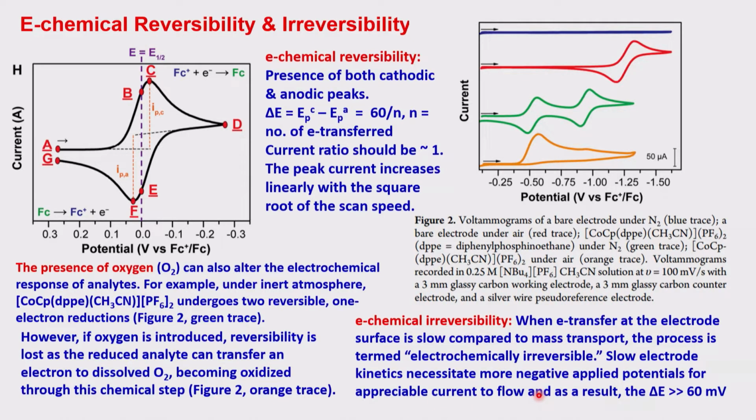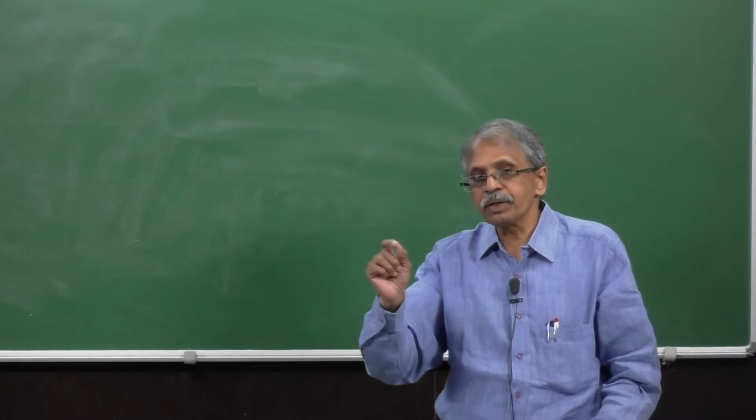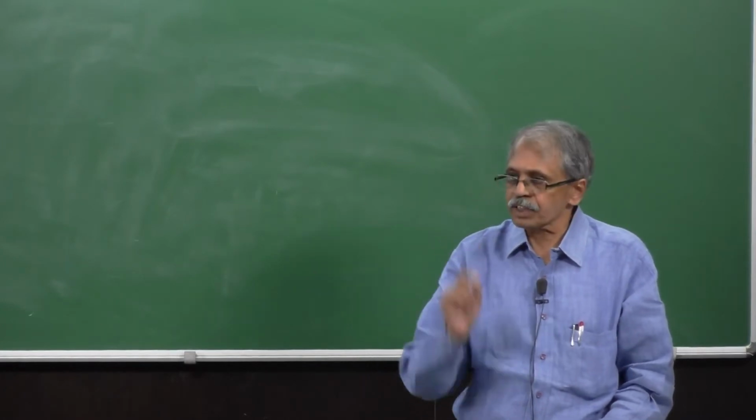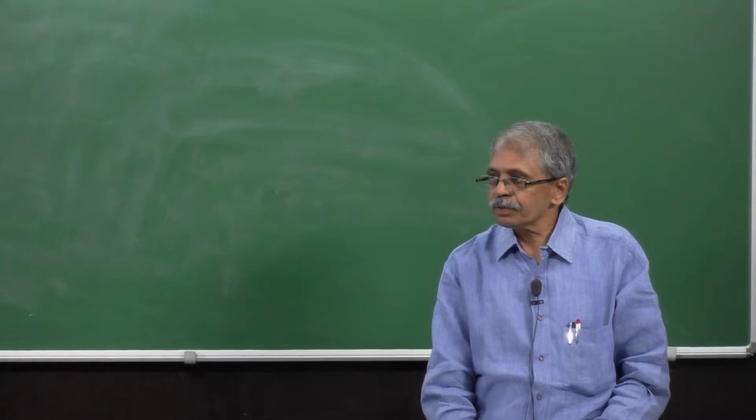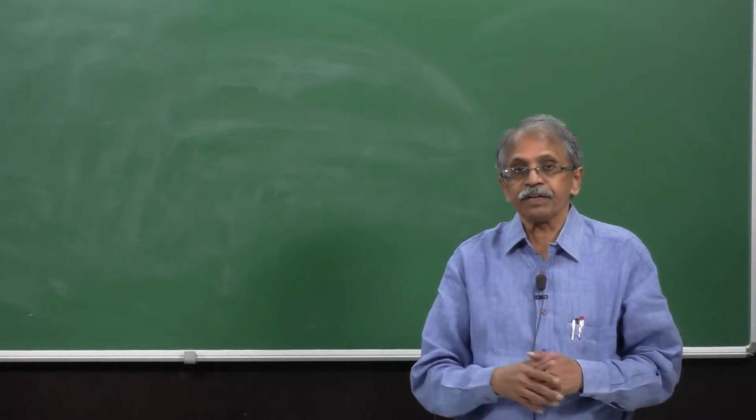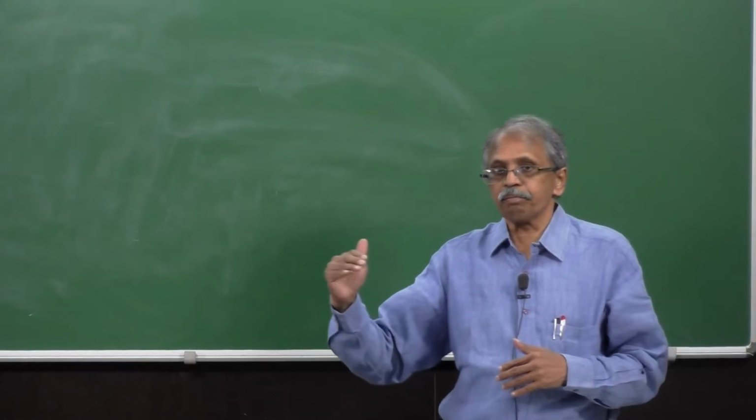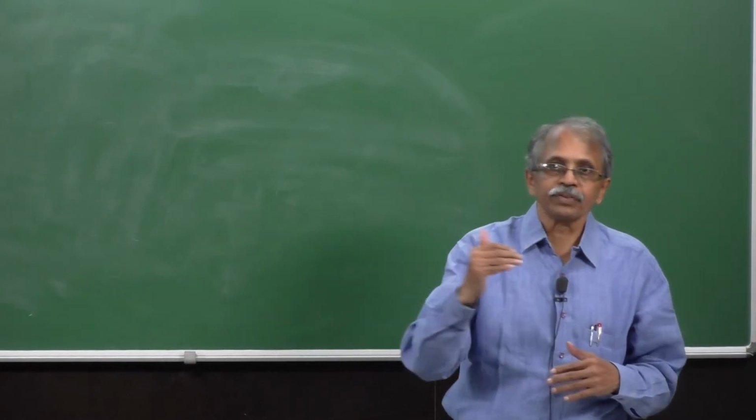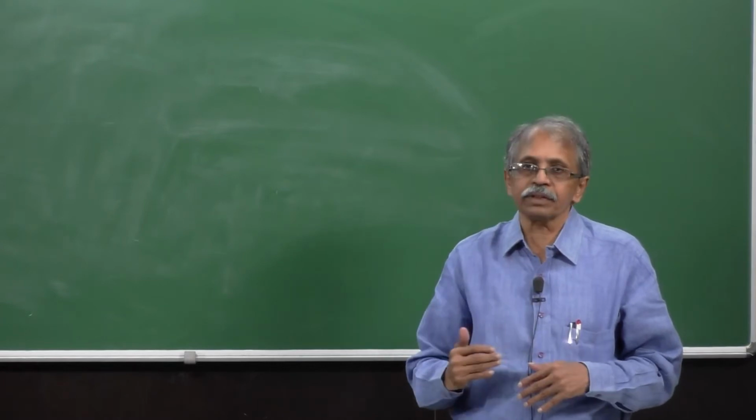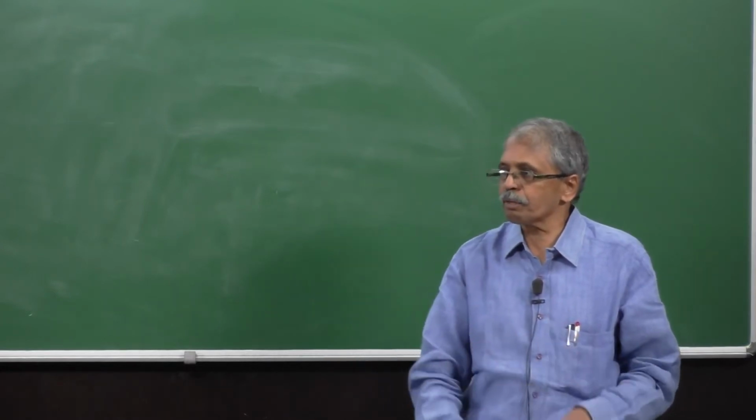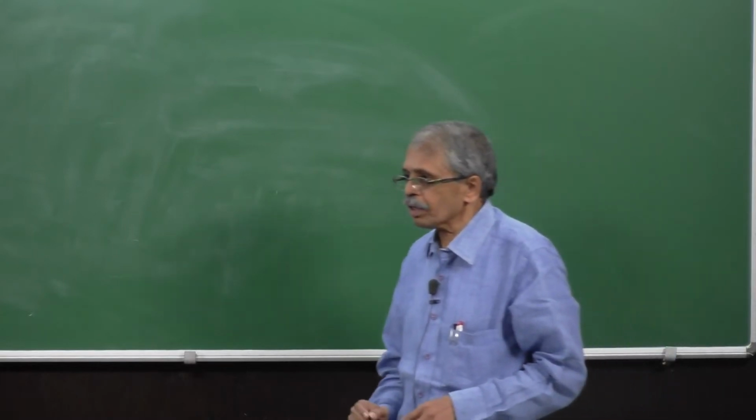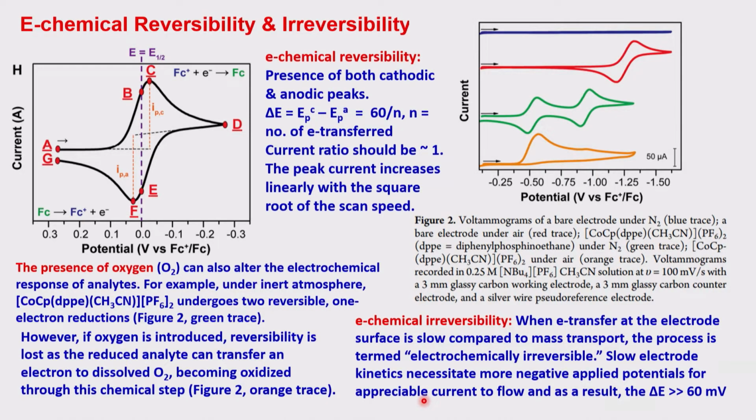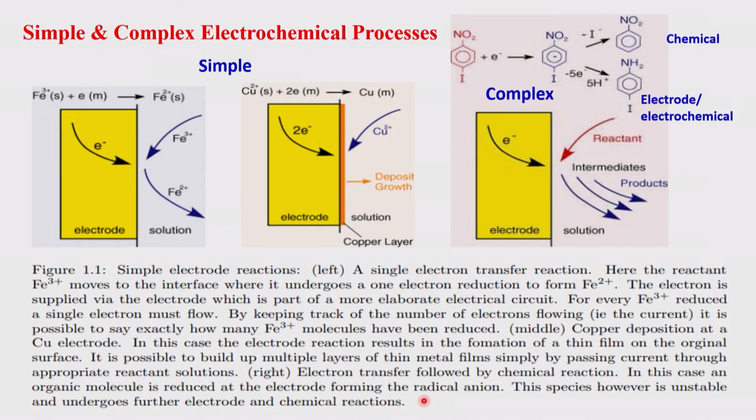This will be affected more when the electron transfer at the surface is slow compared to the transport of the species, which is called mass transport. In such cases, if some reaction is occurring and the reduced species is not coming back, then you will have an irreversible kind of behavior. So electron transfer is done very fast, but then there is some kind of chemical reaction. These things will make the process irreversible.